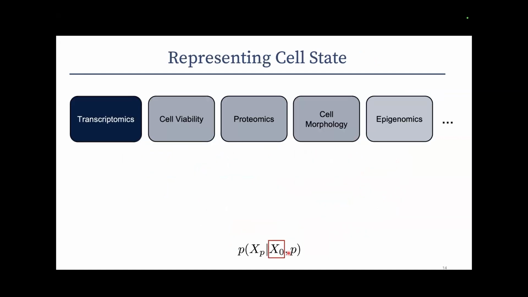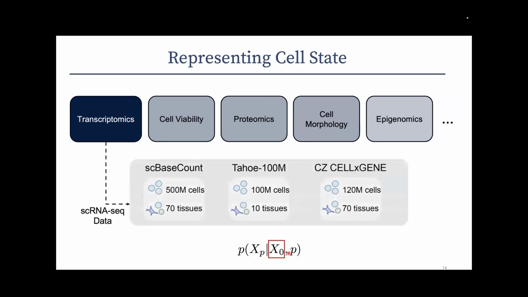All right, so how are we thinking about X naught and P? Of course, there are many ways of thinking about cell state. In our research, we focus a lot on transcriptomics, largely because we have a lot of data at the single cell level for transcriptomics. But of course, there's also a lot of exciting data in imaging, proteomics, cell viability, which can also be explored in future.